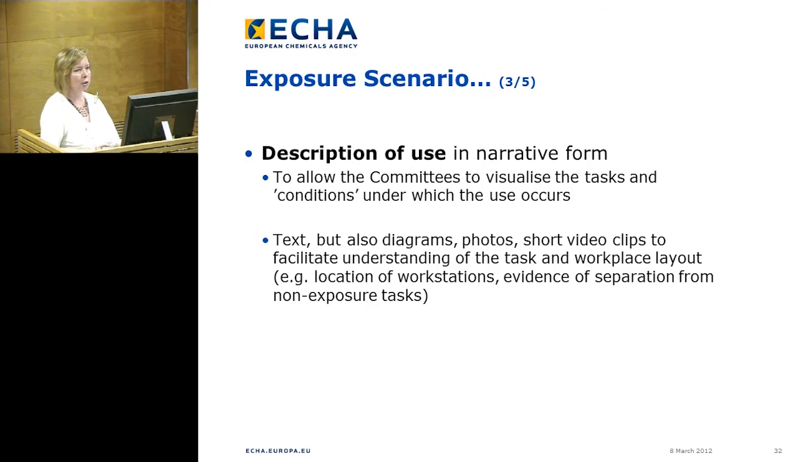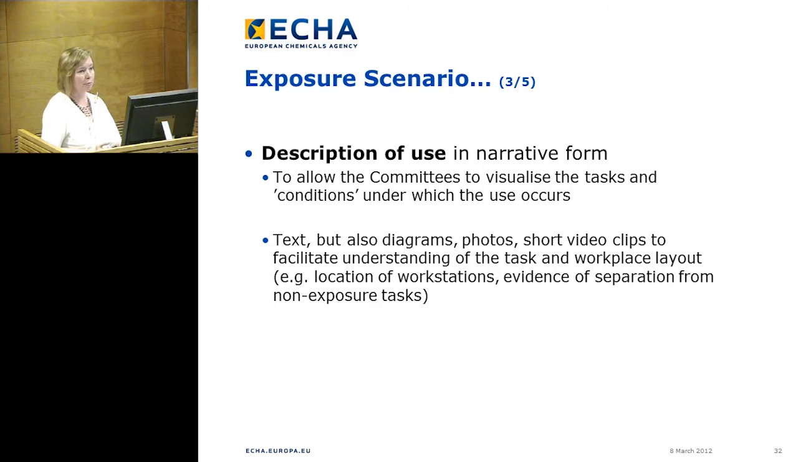A description of use in a narrative form allows the committees to visualize the task and the conditions under which the use occurs. And that's really important, because to make an informed decision about the adequacy of the risk management measures, the committee members need to understand what's happening. To state that parts are taken off the jig is not sufficient. You need a description for that. We need a description, the same as if the parts are put into the cleaning bath. It also needs a description of how it's done.